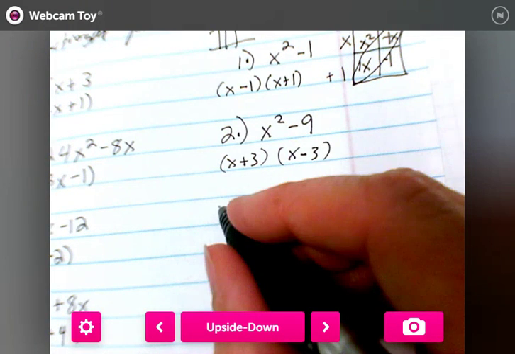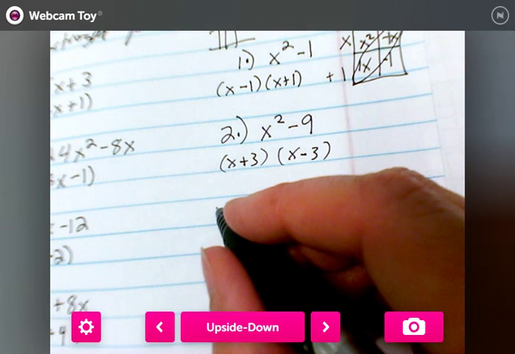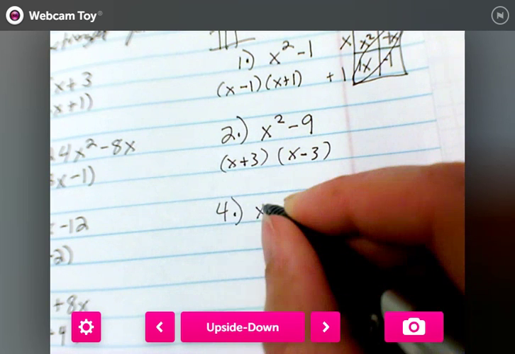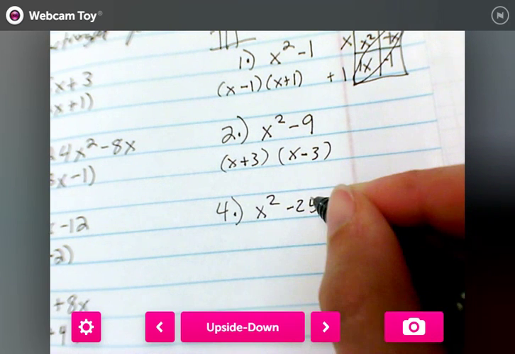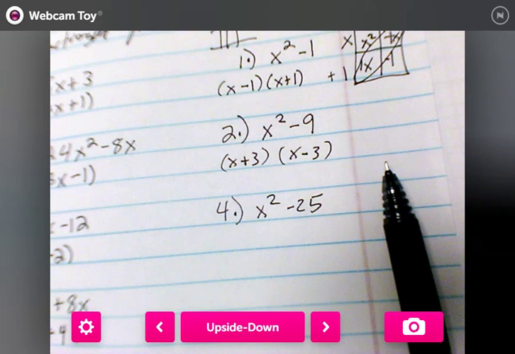Okay, I want you guys to try number 4. X squared minus 25. You try it right now. What do you get? X squared minus 25.